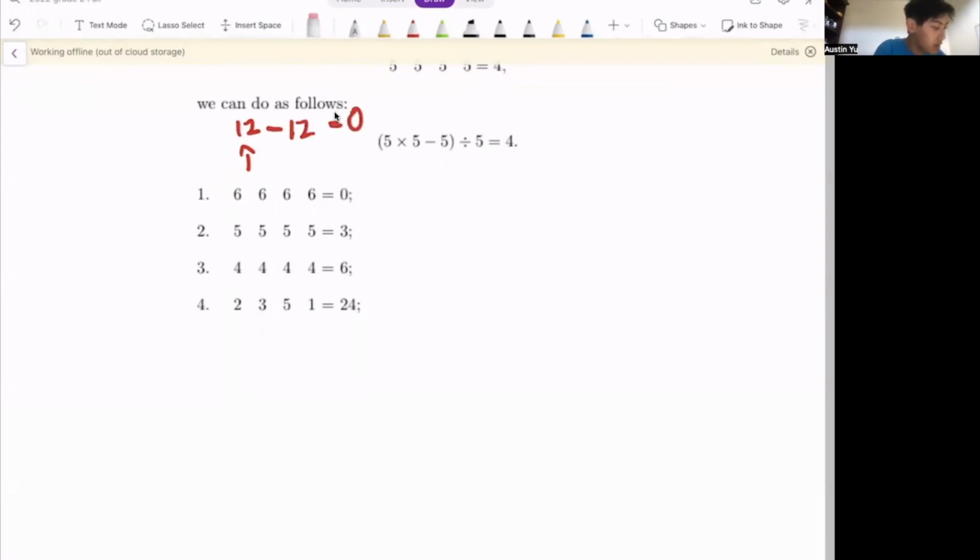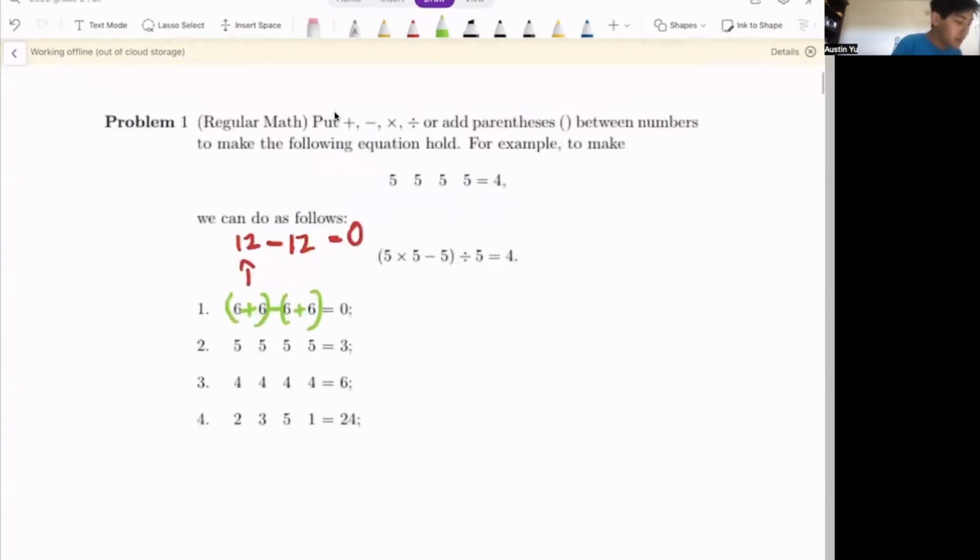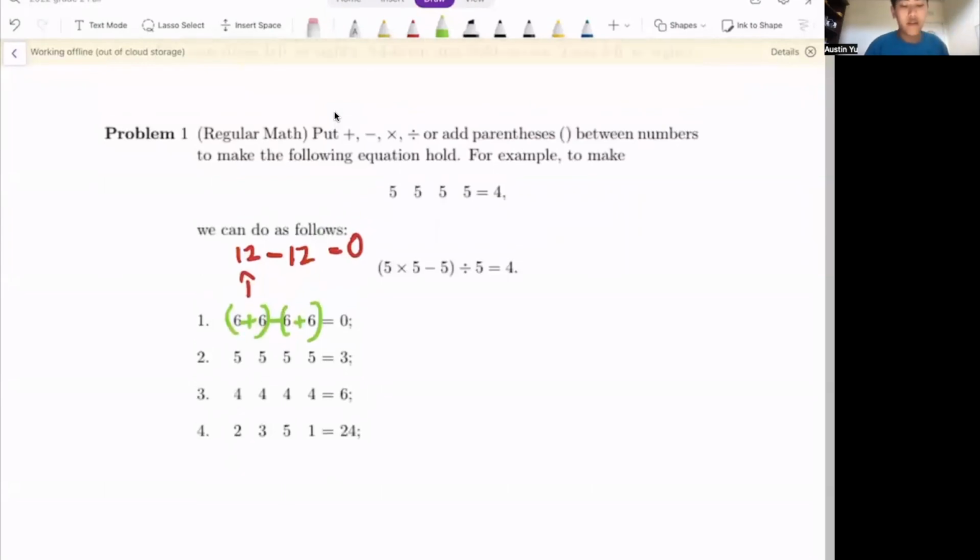Let's draw in plus sign, minus sign, and plus sign. 6 plus 6 minus 6 plus 6. But don't forget, we have to make the parentheses or it doesn't work. Let us do it in parentheses. There we go. Or else the equation would be wrong. Let's move on to the next one.